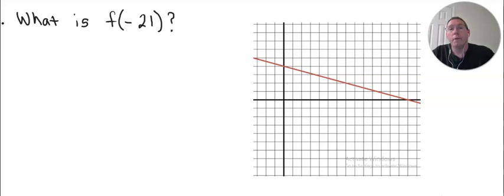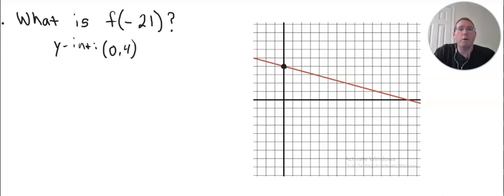Okay, so now I'm going to do it. So we need the y-intercept. The y-intercept is right here, which is 0, 1, 2, 3, 4, positive 4. So the y-intercept is (0, 4). The x-intercept, we need that too. The x-intercept is 1, 2, 3, 4, 5, 6, 7, 8, 9, 10, 11, 12, 13, 14, 0. So (14, 0). Good.